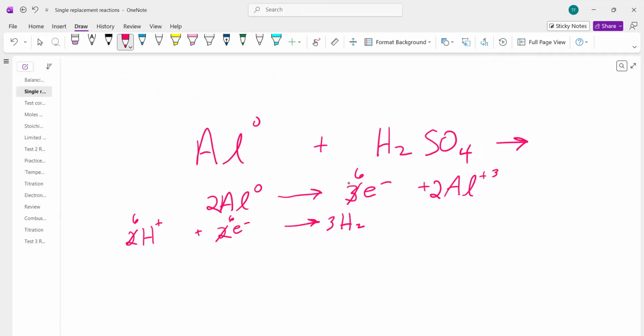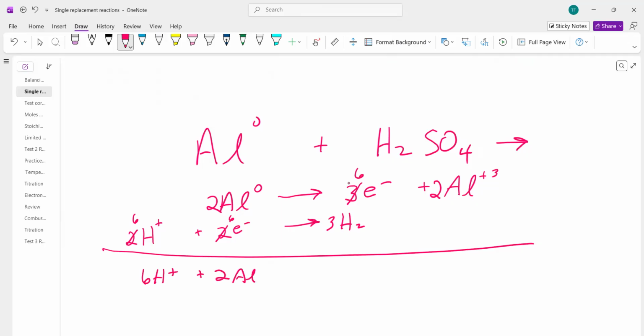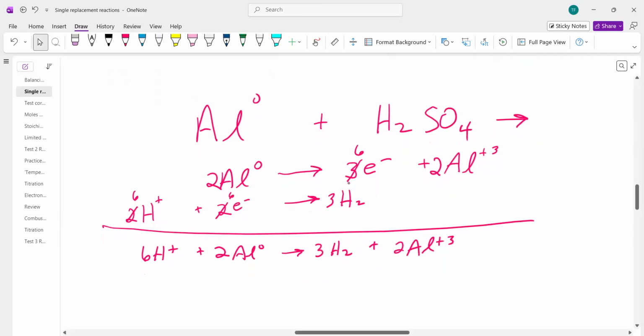Now, 6 and 6 electrons. Now it'll balance out. So we've got... what's the spectator ion? What didn't we use? SO4.